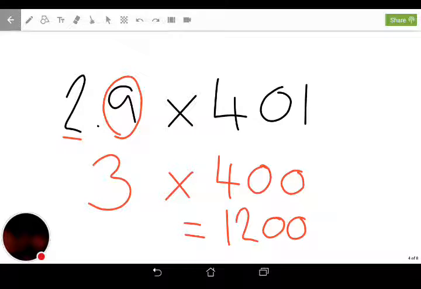Now the actual answer was 1162.9. Sorry about that. So it's 1162.9. It's close enough to 1200, and that's all estimation is. We're looking at a number that's similar to it, that's much easier to work with.